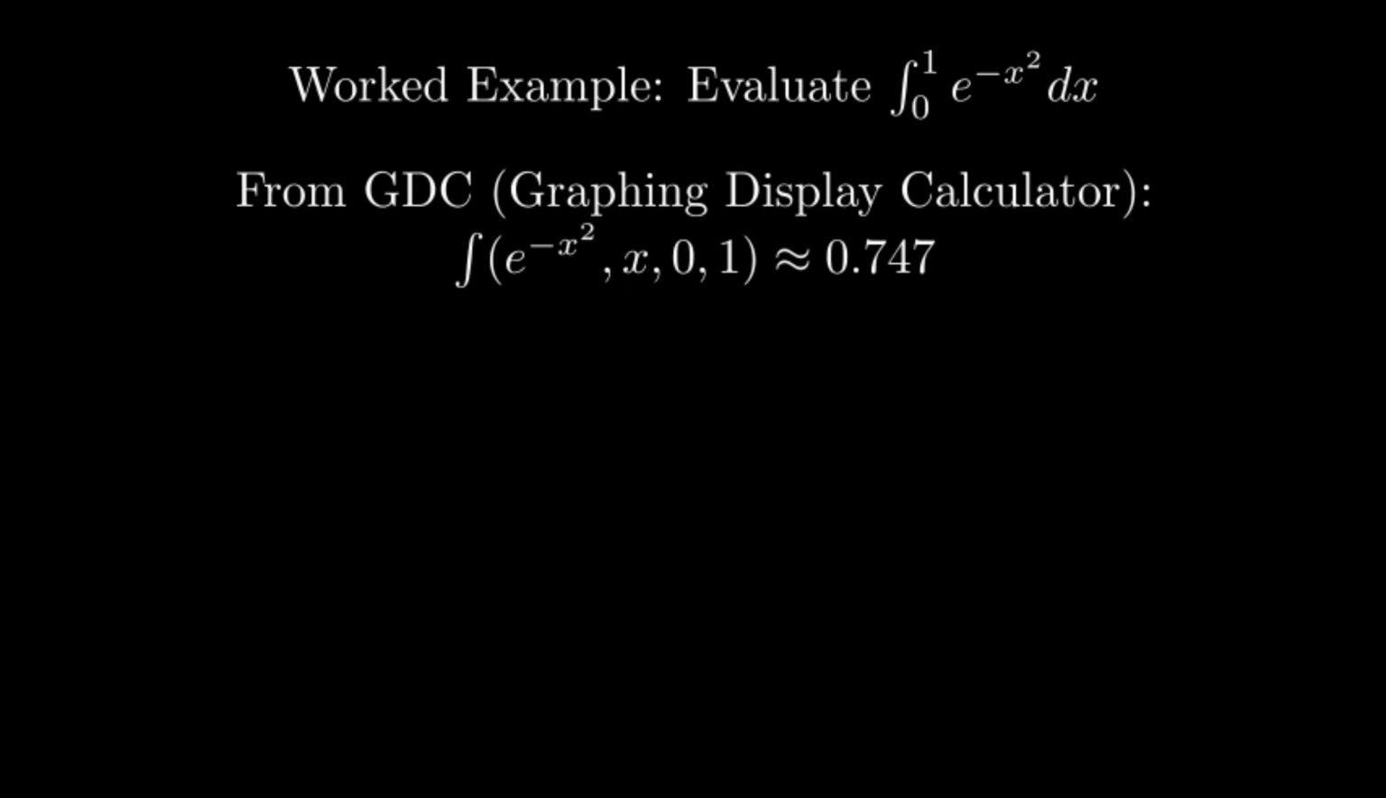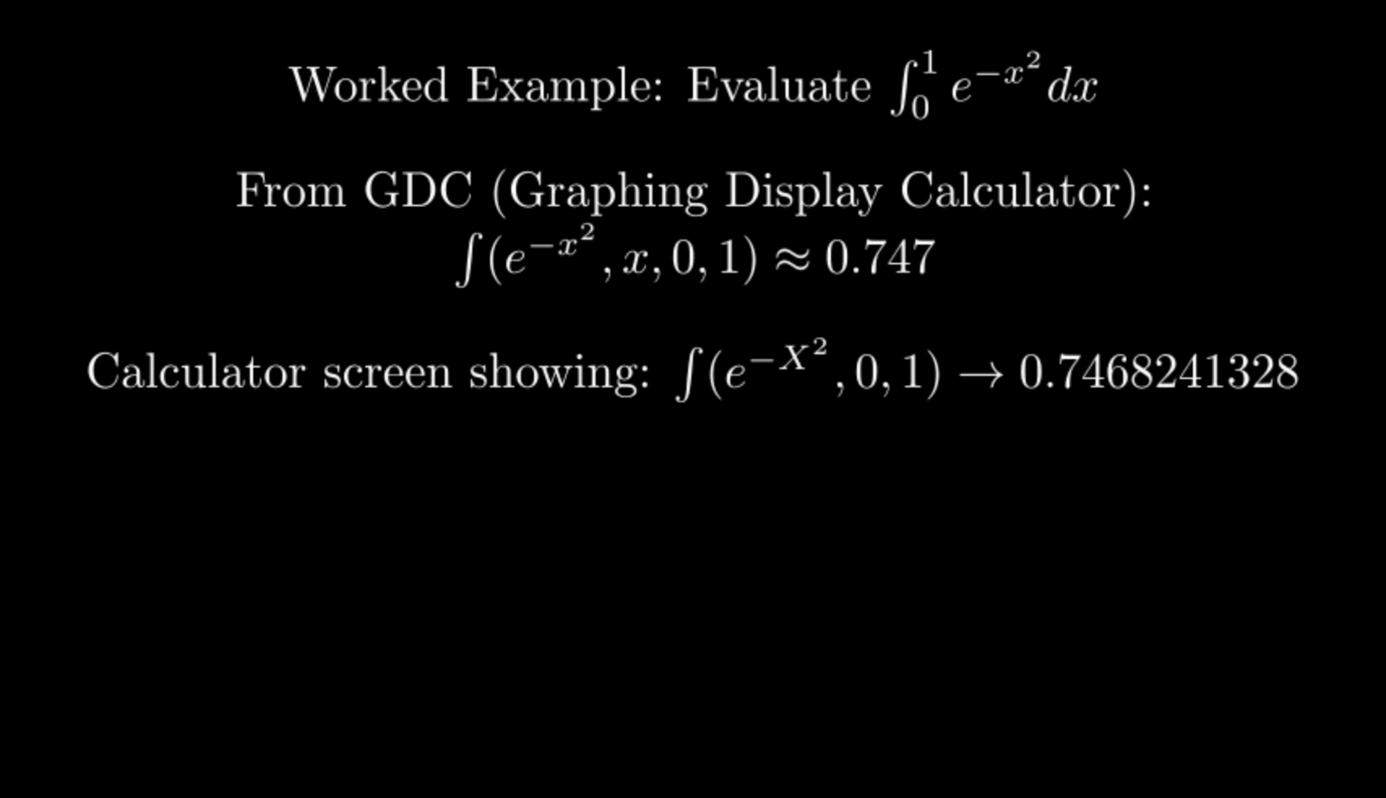So how do we find the area under this curve? We must rely on technology, which uses sophisticated numerical methods to find a very accurate approximation. Using a graphing calculator, we can input the function, the variable of integration, the lower limit 0, and the upper limit 1. The calculator will perform a numerical calculation and give us an answer. The calculator might display a value like 0.74682411328. If we're asked to give the answer to 3 significant figures, we would round this to 0.747.